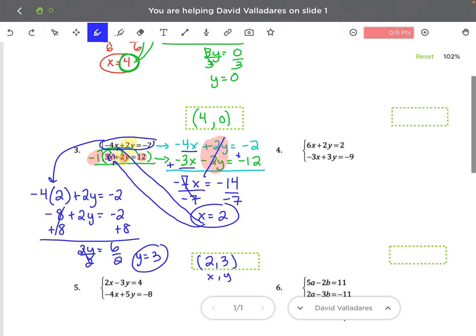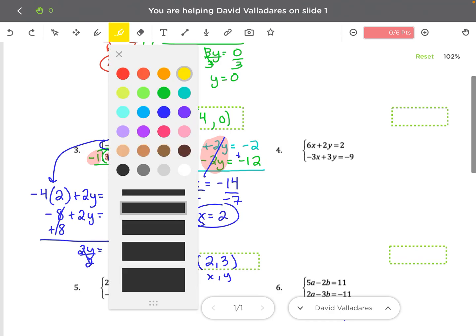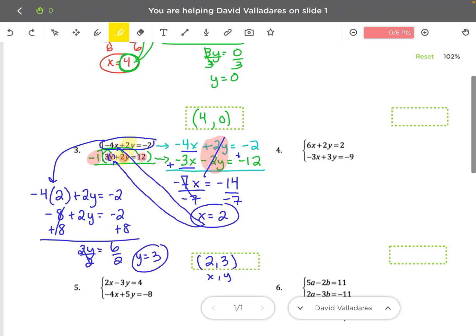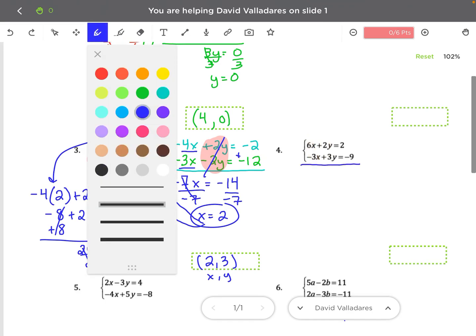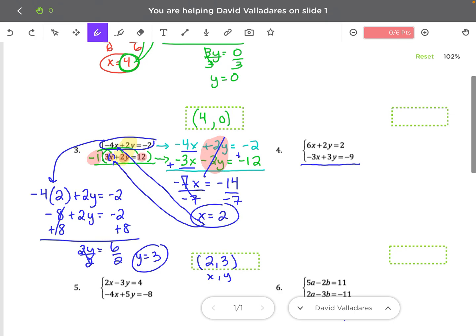But a situation like on number 4. So let's look over here at number 4. Now look, up and down. 6x minus 3x, those don't cancel. 2y plus 3y, those don't cancel. Okay? So I have to do something where I can multiply by something to make one of those variables cancel. So in this case, let's see, what could I multiply by?